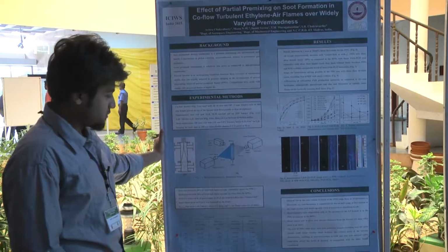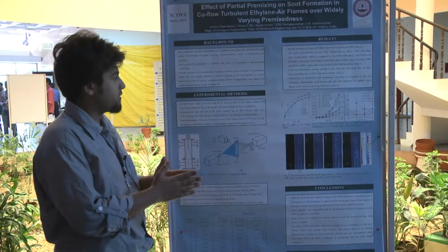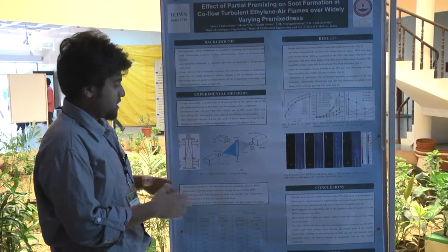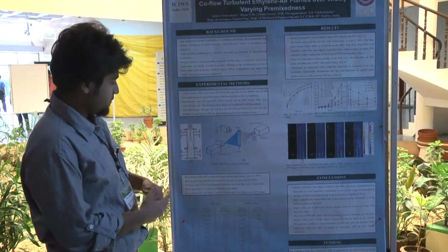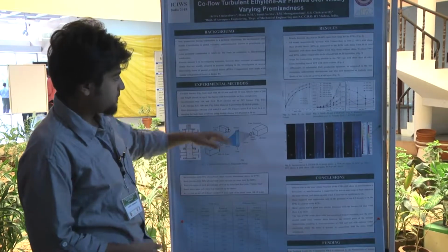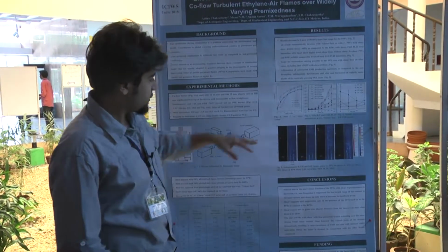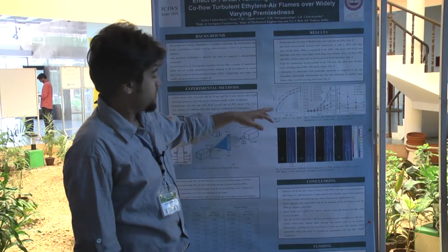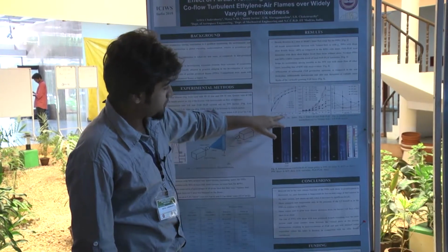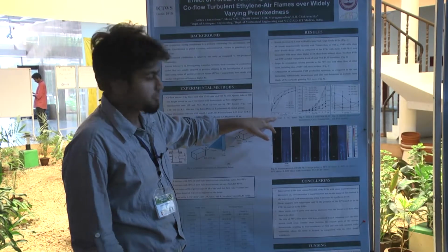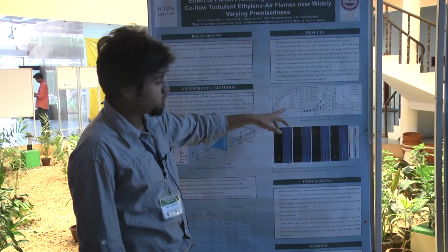We also impose shear on this, as in we have a flow velocity difference of 2 meters per second between the inner and the outer, along with partial premixing, that is, I have some amount of fuel in the outer. We found the soot volume fraction through the laser extinction technique. We found that the soot volume fraction drastically drops beyond a particular fuel percentage with shear and partial premixing, which is totally absent in the rich case or the partially premixed case without shear.